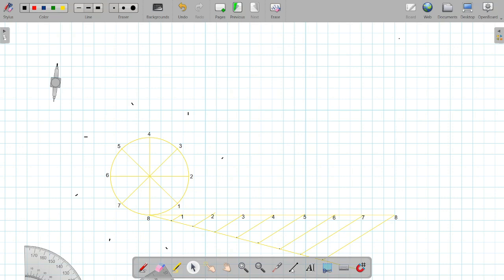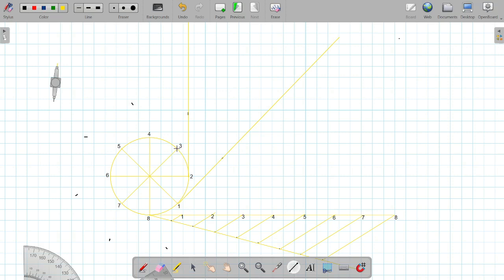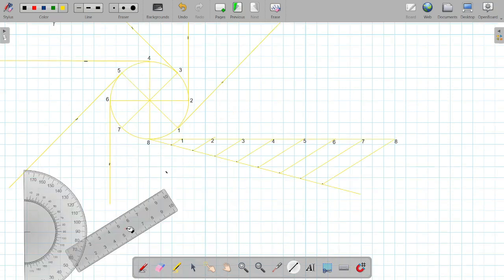Now I will make the tangents from all the points marked. So starting with point 1, then point 2, point 3, point 4, point 5, point 6, point 7, and then point 8.